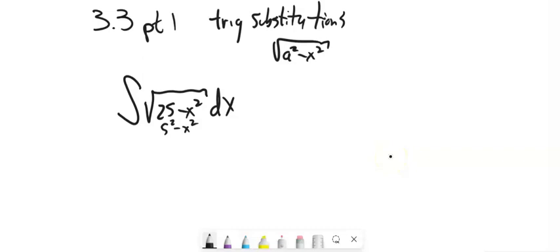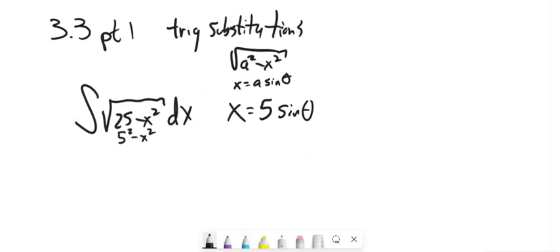So what I'm going to do is make a substitution. I'm going to let x equal 5 times sine theta. A sine theta is the substitution that I make if it's in this form. So I recognize the form and I choose the substitution. Next lecture, we'll talk about some other options. This lecture, we're just going to focus on this one.